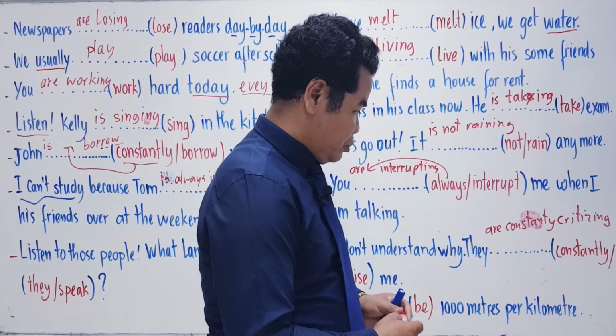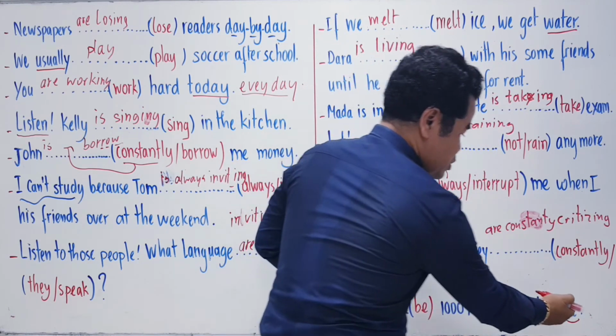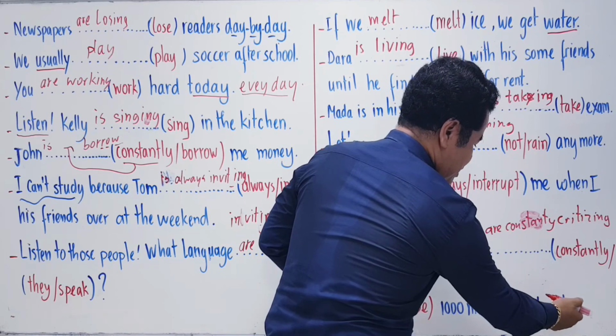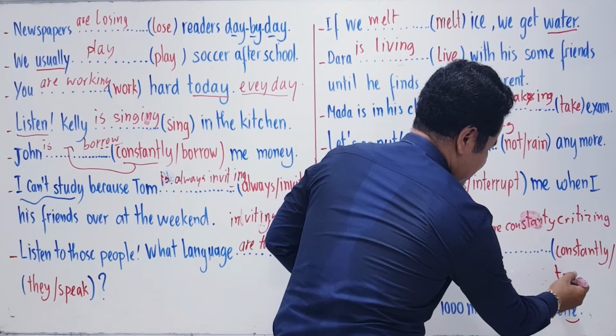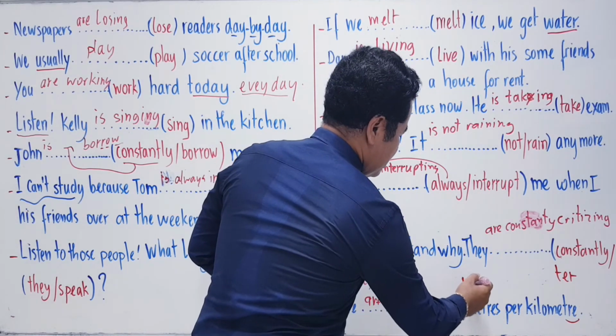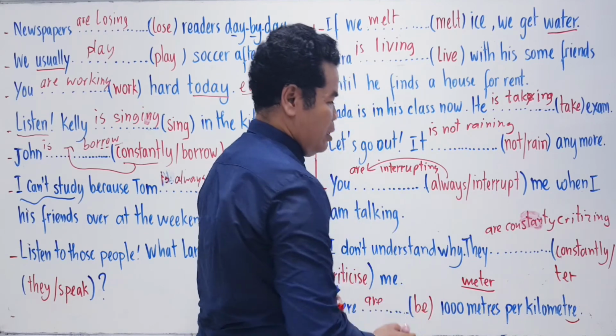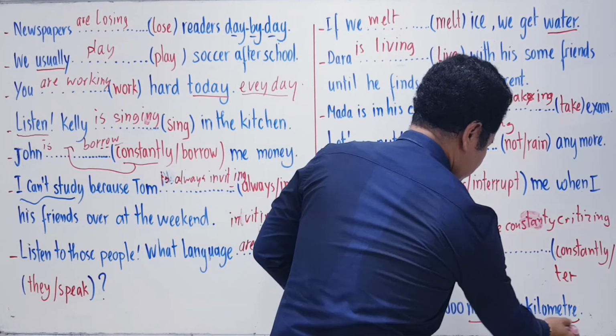So for the English style, they use this one. And for the American style, they use kilometer here, T-E-R. Also this one, meter. This is American English. This is British English. Understand?